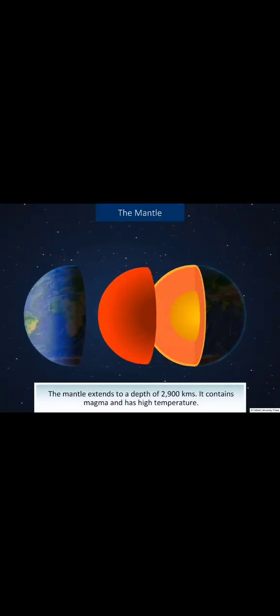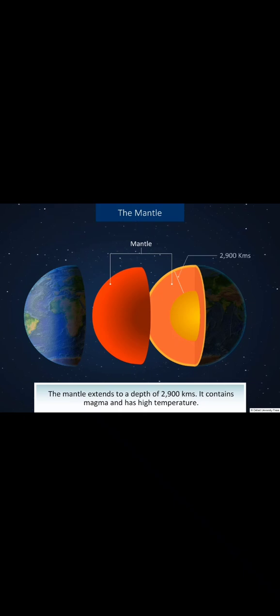Just below the crust lies the mantle. It extends to a depth of 2,900 kilometers below the crust. The innermost layer of the Earth is the core. It is made up of nickel and iron and is also called Nife. It is 3,500 kilometers thick and has very high temperature and pressure.